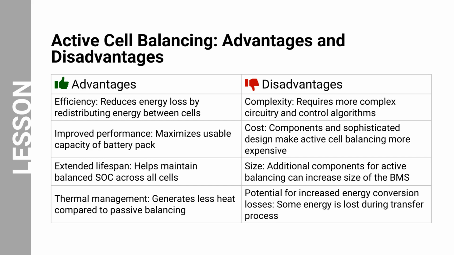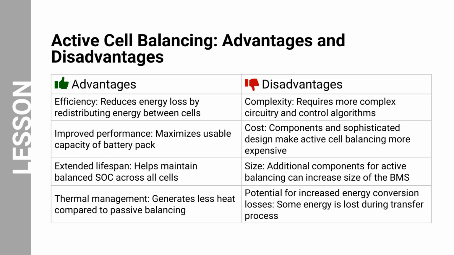Improved performance. Active cell balancing maximizes the usable capacity of the battery pack by ensuring all cells are at similar SOC levels, which allows the vehicle to use more of the stored energy effectively. Extended lifespan. Active cell balancing helps to maintain balanced SOC across all cells, reducing the risk of overcharging or deep discharging individual cells, which can degrade them. This extends the overall life of the battery pack.